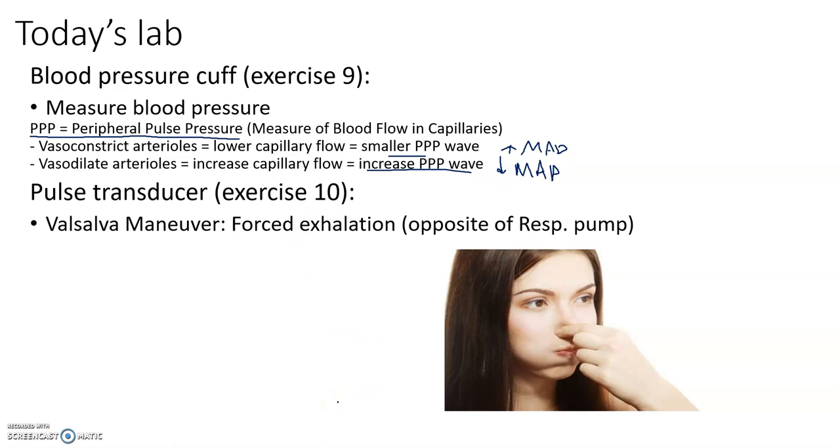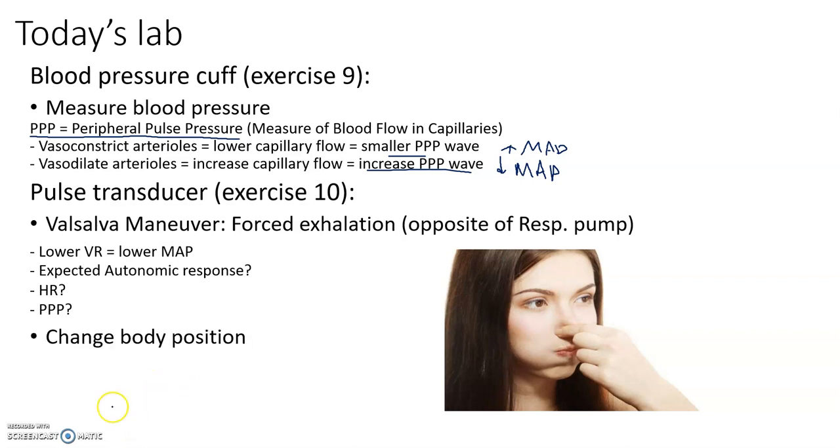Also, for exercise 10, we'll be looking at PPP waves as well, and we'll be analyzing the results of 2 exercises. The first is the Valsalva maneuver, which the way this works is you essentially close your throat and attempt to exhale. And so what that does is it increases the amount of pressure in your thoracic cavity, and it should have the opposite effect of the respiratory pump that we mentioned before. So if it lowers venous return, that should lower MAP. But then we're asking you to tell us what's the expected response of the autonomic nervous system, what's the effect on the heart rate, and what should the PPP wave look like.